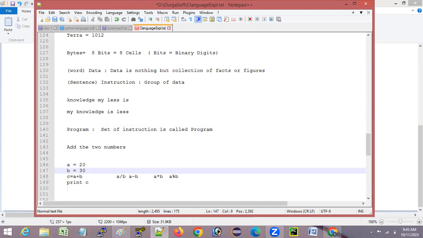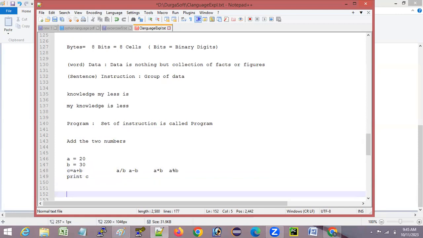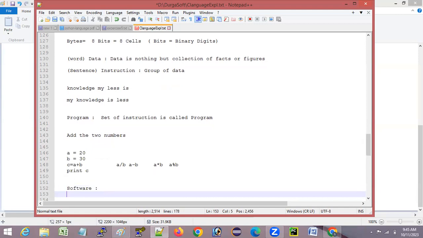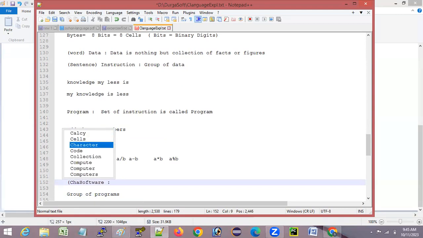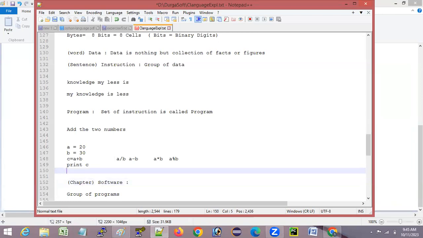Later on, whatever number of instructions you have given become a program. So that's why I defined that a program is nothing but a set of instructions. Then later on, what do we have? Software. What is meant by software? Software is nothing but a group of programs. See here how they have been linked. In general English, software is nothing but a chapter, and as I had given earlier, a program is nothing but a paragraph.